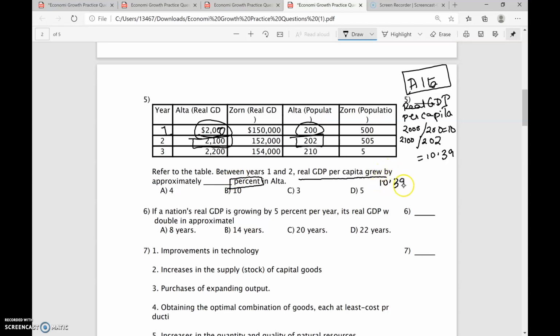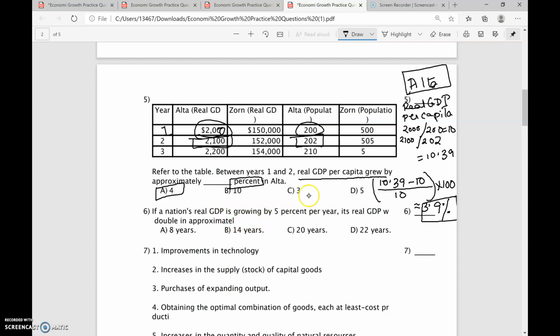I'm going to use this formula, which is 10.39, the new value, minus the old value, we divide by the old value, and multiply the whole thing times 100. So my result is close to 3.9%. So this will be close to 4%. Okay.